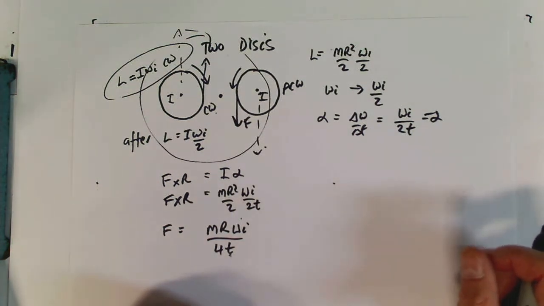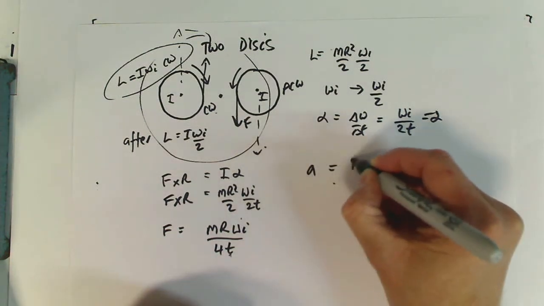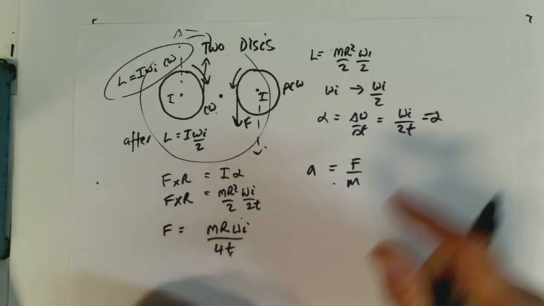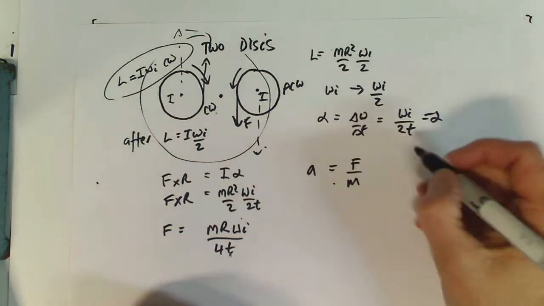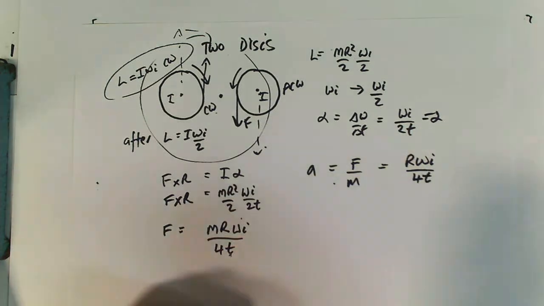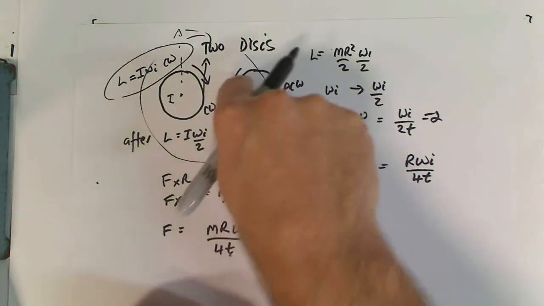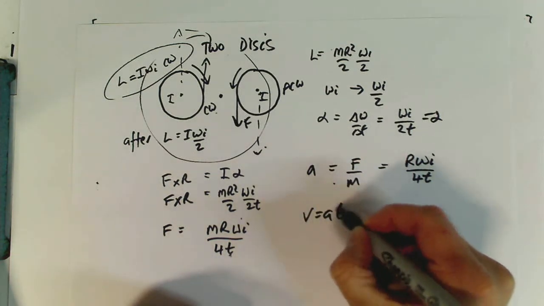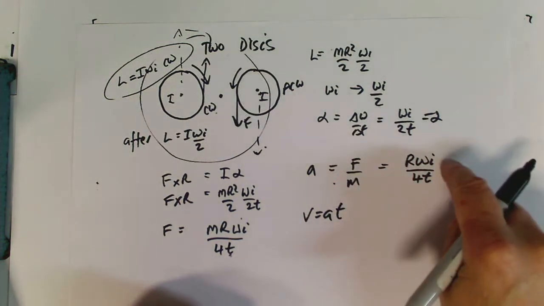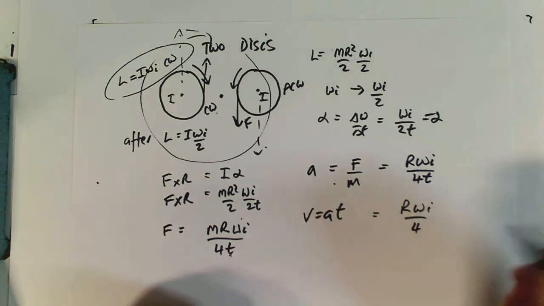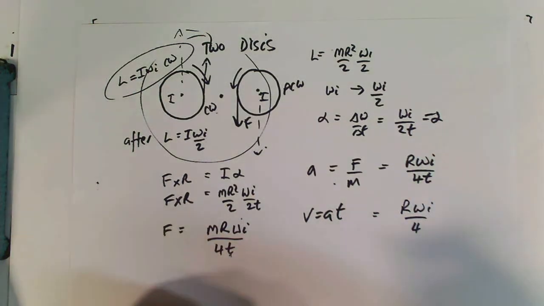So what's the acceleration going to be equal to? Acceleration equals force over mass. Alright, so we've already got an expression for our force. So we end up with the mass cancelling out, so we just have r omega I all over 4t, right? That's the linear acceleration. Now, assuming that's constant, velocity equals linear acceleration times time. So we multiply it by time, and we've got our velocity equals r omega I over 4. So we've got the velocity that they're going at.